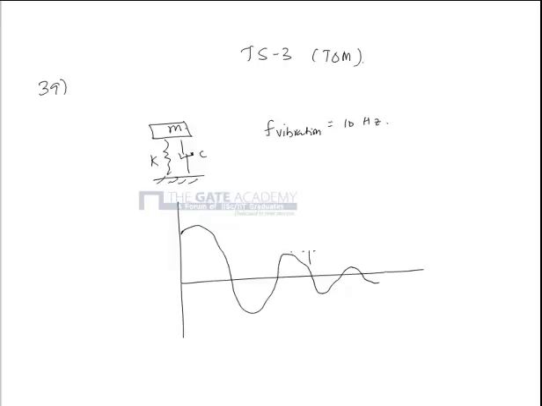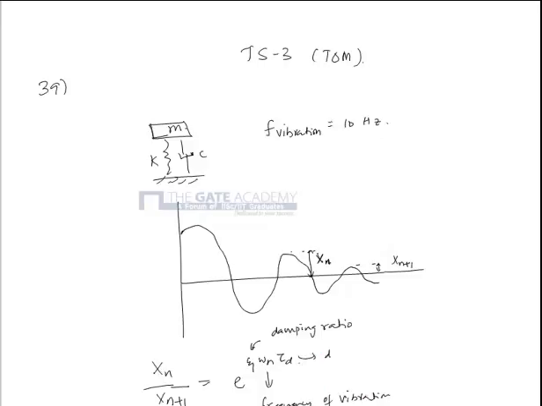Now the two successive amplitudes, let that be xn and xn plus 1. We have a relation when we derive the response for this spring mass system. The difference in the two successive amplitudes is given by this equation, where this is my damping ratio, zeta. This is my natural frequency of vibration, and this is my damping period.